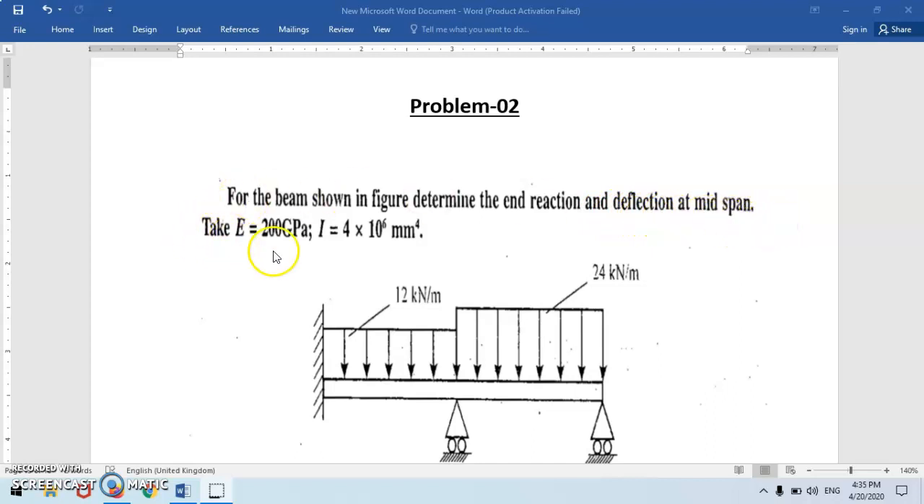So we need to consider E equal to 200 gigapascal and I is 4 into 10 raised to 6 mm raised to 4. So I is the moment of inertia, E is Young's modulus.